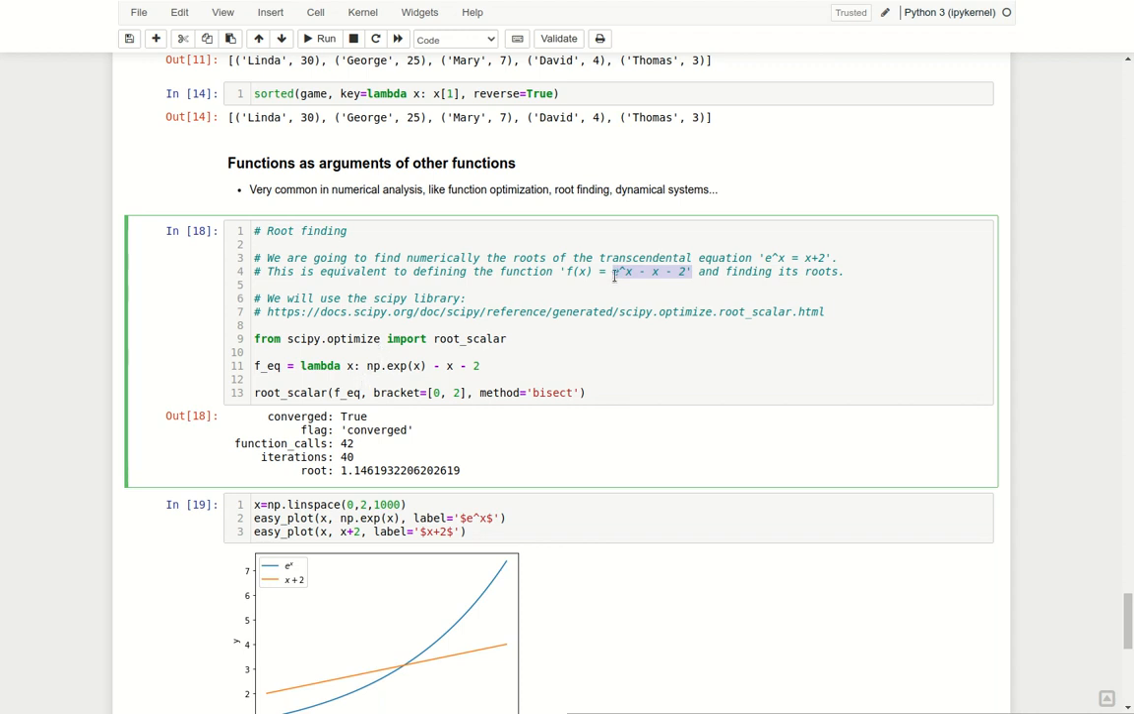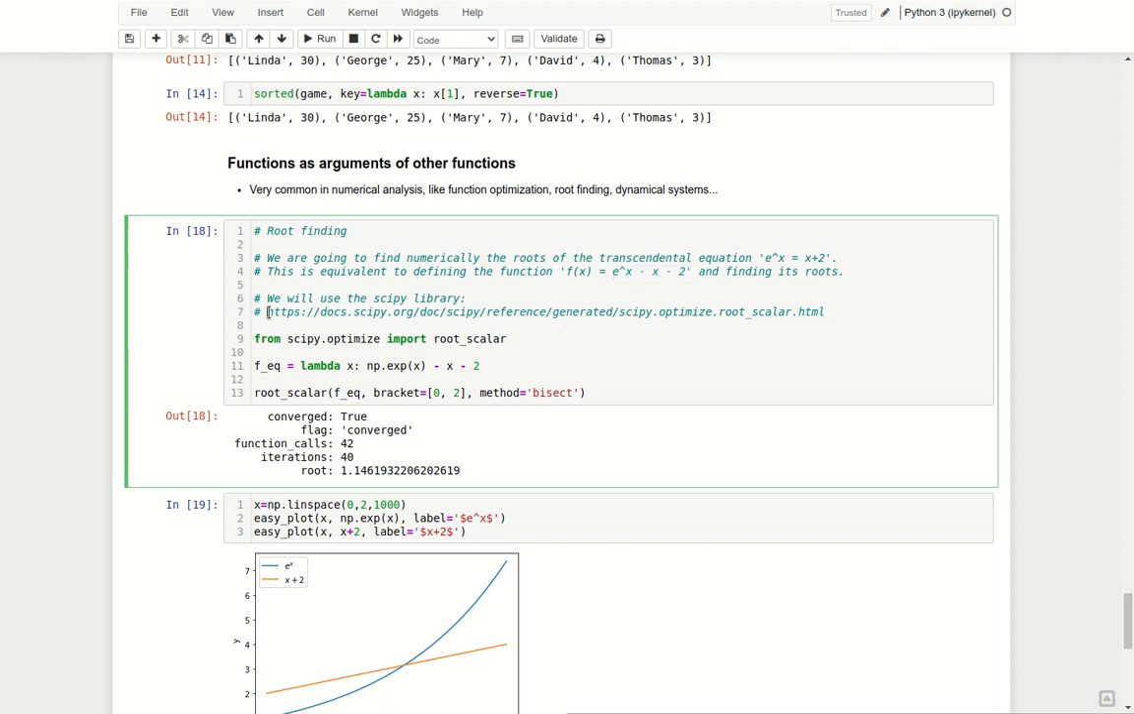Instead of writing e to the x, I'm writing the exponential of x, which is a function defined in NumPy, and it works very well this way. It's not very nice to write e elevated to x in Python. It's much better to use the exponential function. So now we're going to call this root_scalar function from SciPy.optimize, and we're going to call it with these arguments. The first argument is going to be the function.